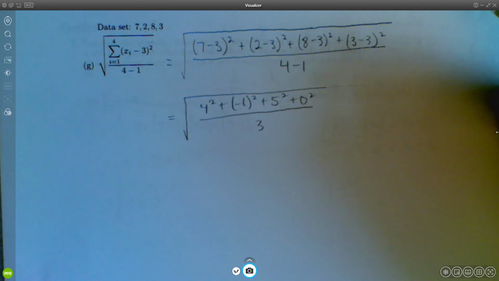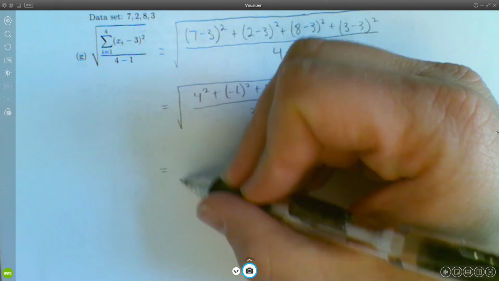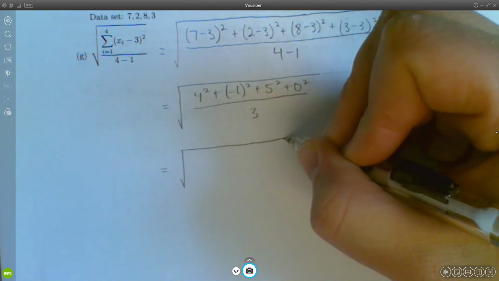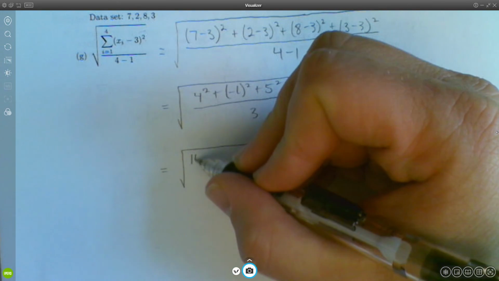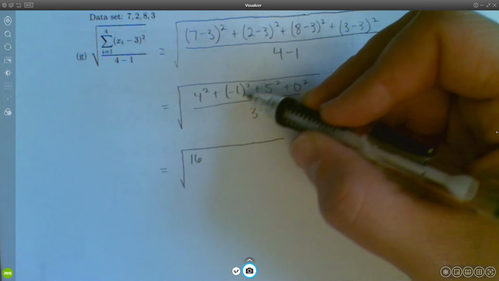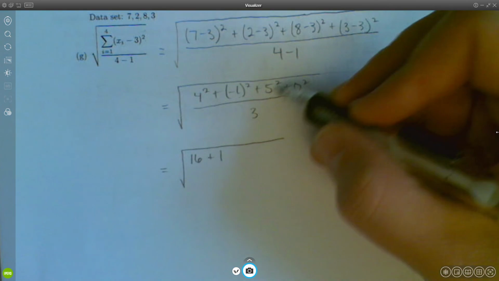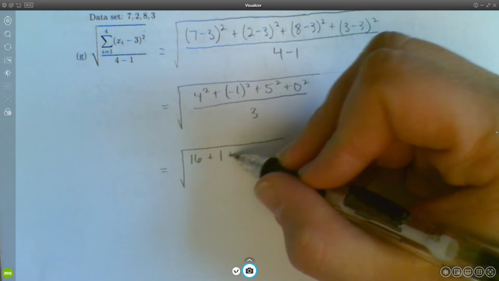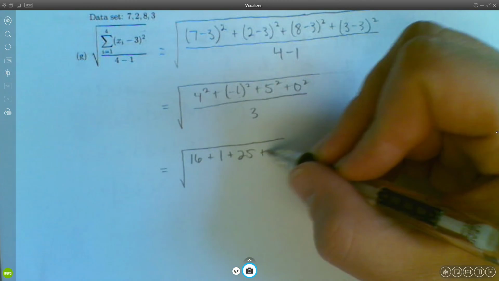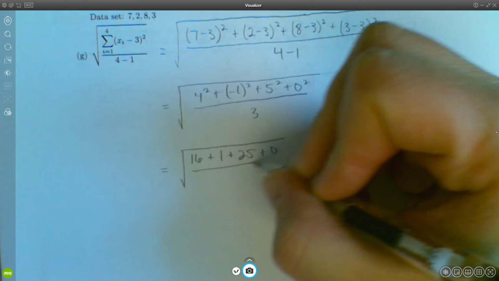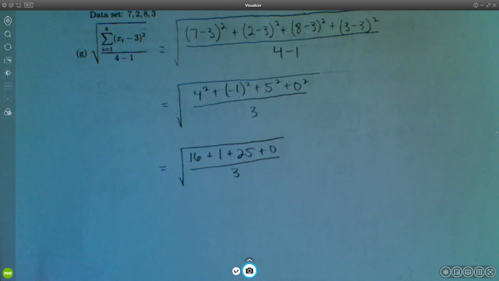I could punch this into my calculator now, but I think I'm going to take it one more step and then punch it in. So I want to do all of those squares now. So 4 squared, that's 4 times 4, 16. Negative 1 squared is negative 1 times negative 1, that's positive 1. 5 squared is 5 times 5, that's 25. 0 squared is 0 times 0, which is just 0. Okay, I'm going to punch this into my calculator now.